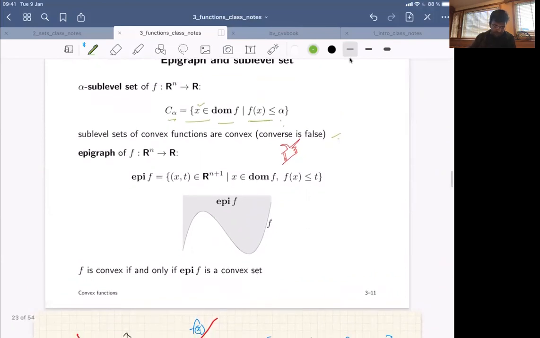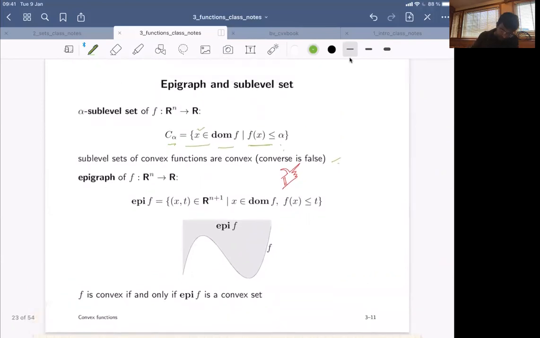So epigraph is another concept where, again, this is a set of x and t. Now you are adding one extra variable t. So again, that of course will be in a higher dimension, n plus 1, such that x belongs to the domain of f. So we have a set here, we have a vector and a scalar here, such that x belongs to the domain of f, and f of x is less than t.